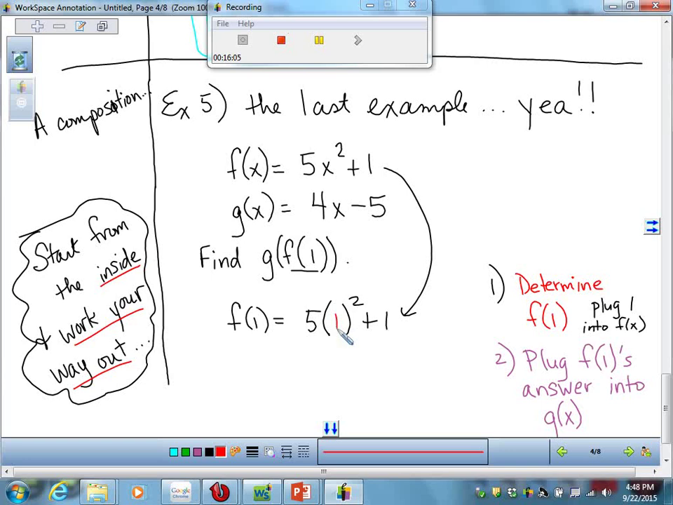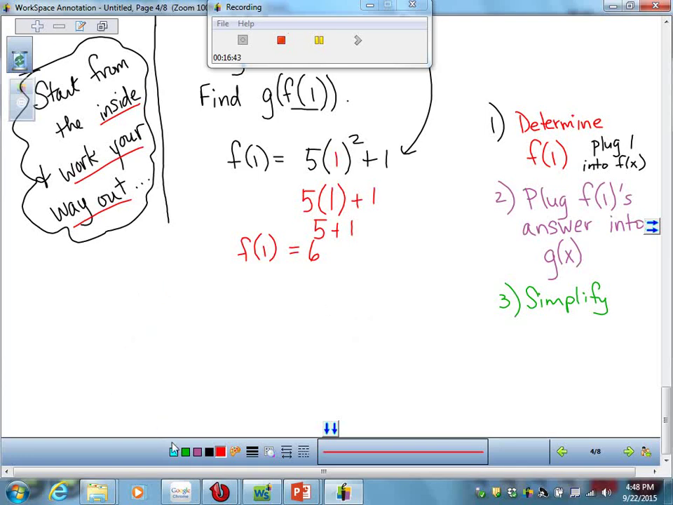So into that little void, I'm going to plug in 1. So I've got 1 squared. 1 squared is equal to 1. 5 times 1 plus 1. 5 times 1 is 5, plus 1 is 6. So f of 1 is equal to 6. Now that I've found f of 1, I'm now ready to go to step 2, which says plug f of 1's answer into g of x. So now all of that is going to go into g.